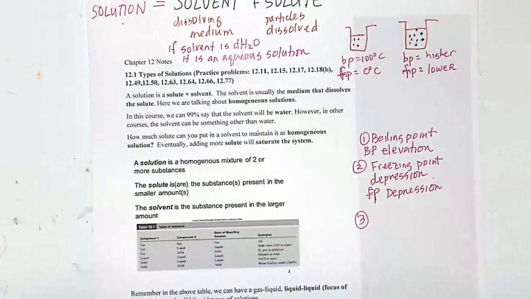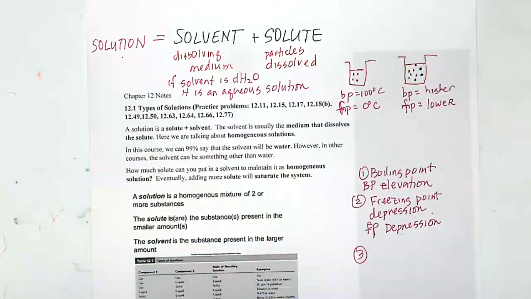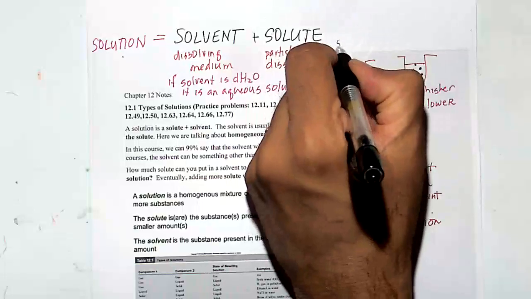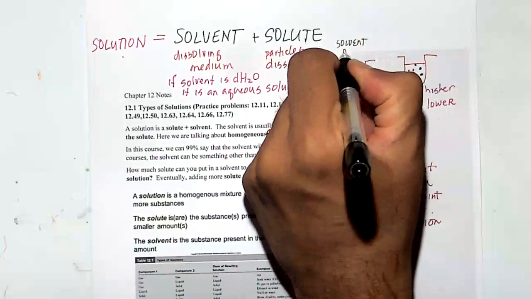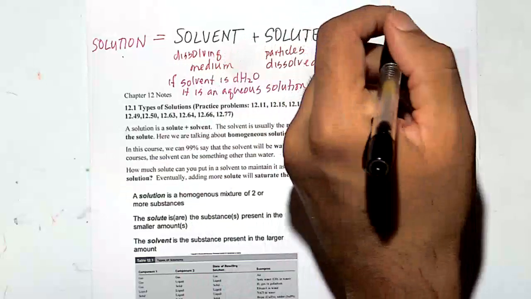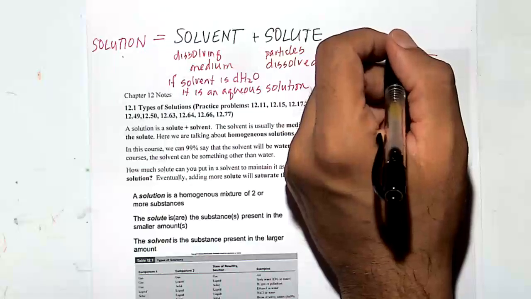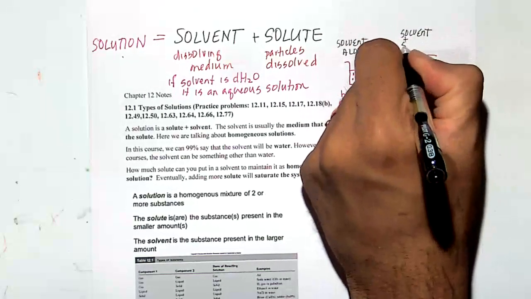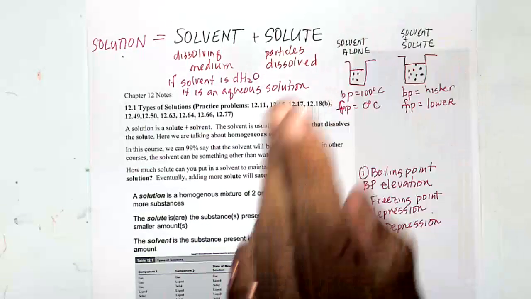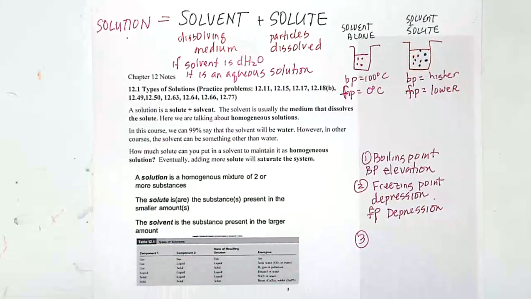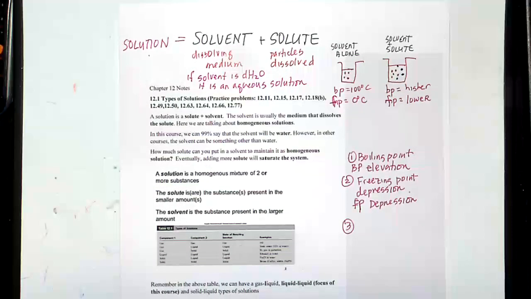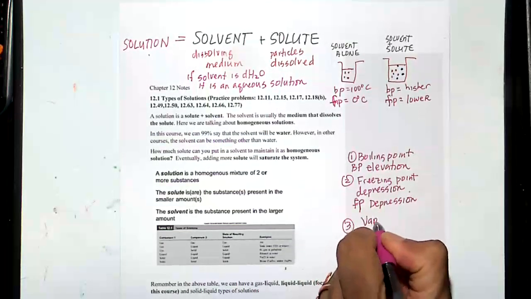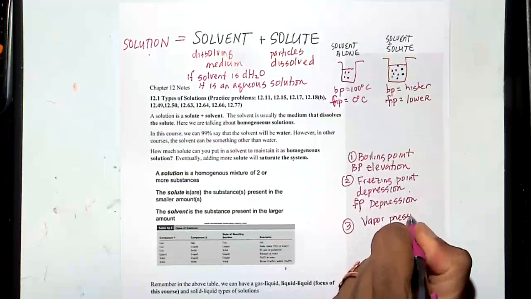And in chapter 11, we talked about something called vapor pressure. So do you think the vapor pressure would be higher or lower, or would it be the same between these two, solvent alone versus solute plus solvent? It will be lower. We call that vapor pressure lowering.